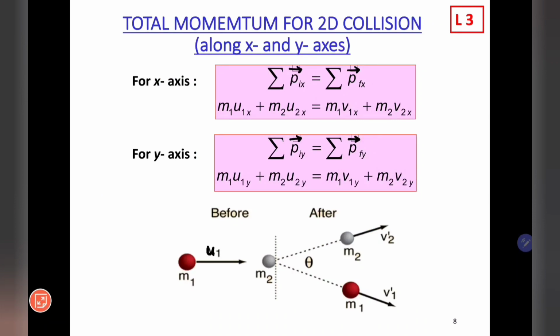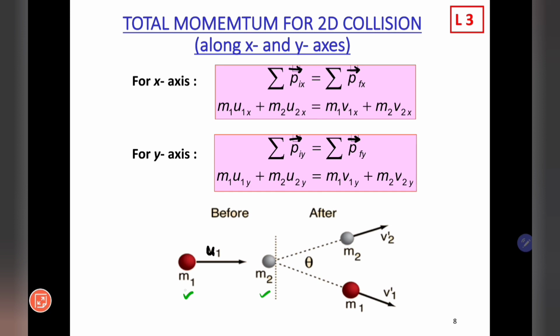Okay, how about the total momentum for two-dimensional collisions? Normally we are discussing a motion, or all the forces, exerted on two different axes, which are the x-axis and y-axis. Alright, so normally for this case, we need to separate the calculation into x and y separately. Okay, so please refer to the diagram. There are two bodies given now, M1 and M2.